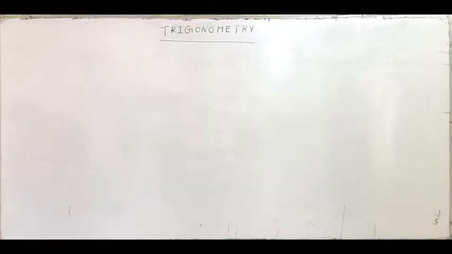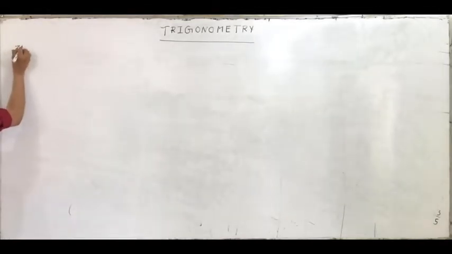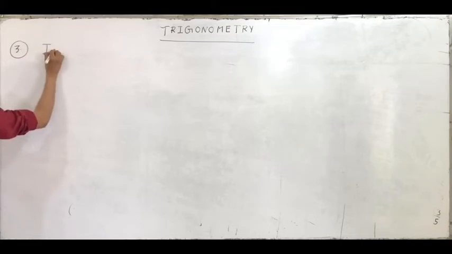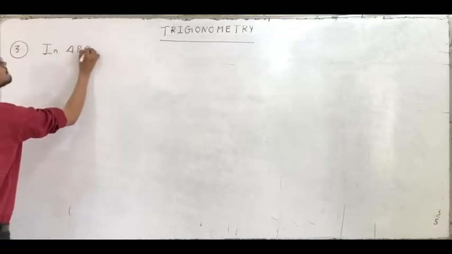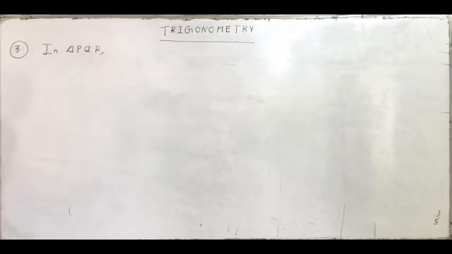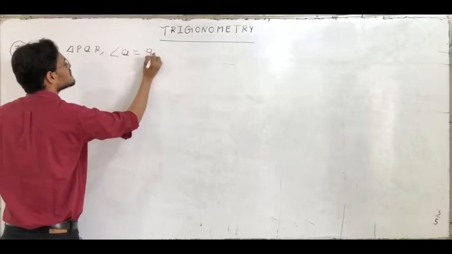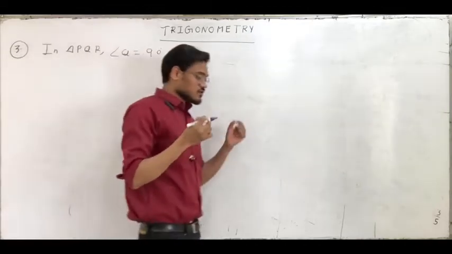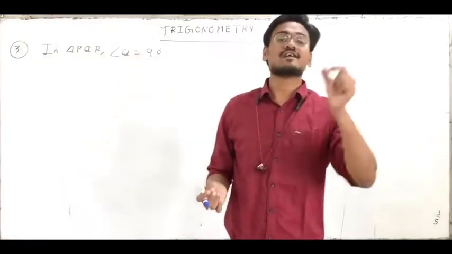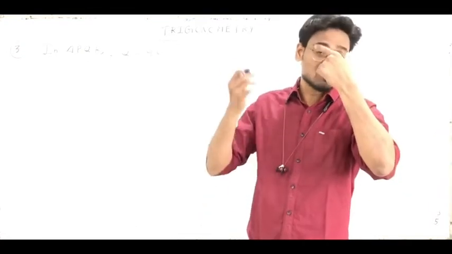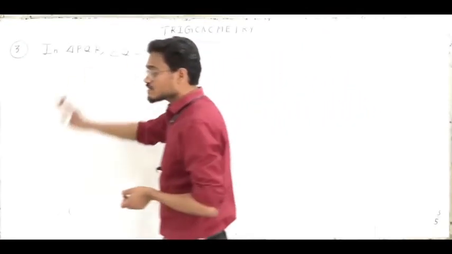Okay, let's take another question. In triangle PQR, right angled at Q. So I am writing angle Q is 90 degrees. If in the question it is written right angled at Q, what does it mean? It means angle Q is 90 degrees.